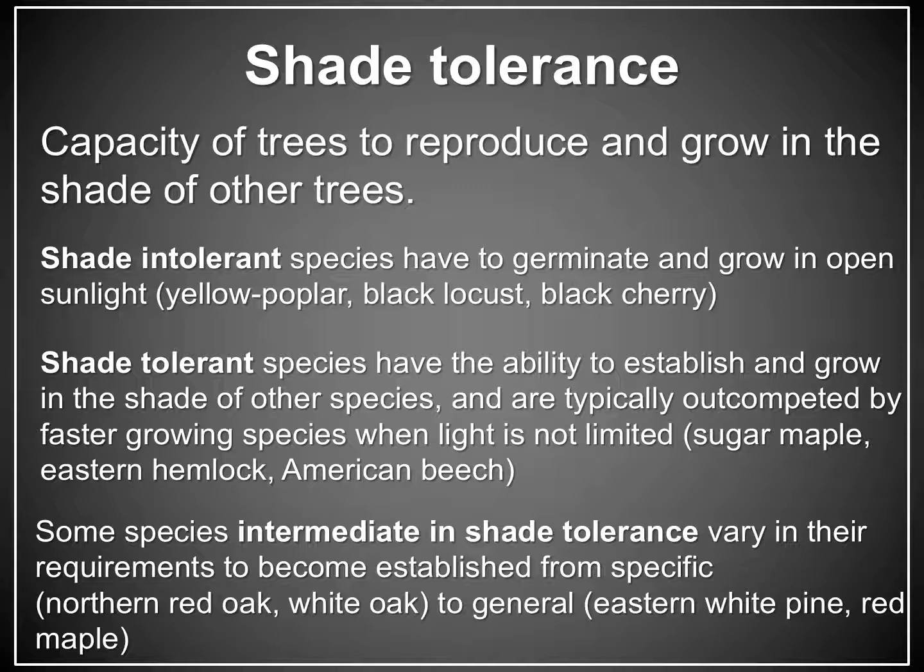In the southern Appalachians, white pine acts very much like an intermediate shade tolerant species. And red maple is also an example of an intermediate species as well.